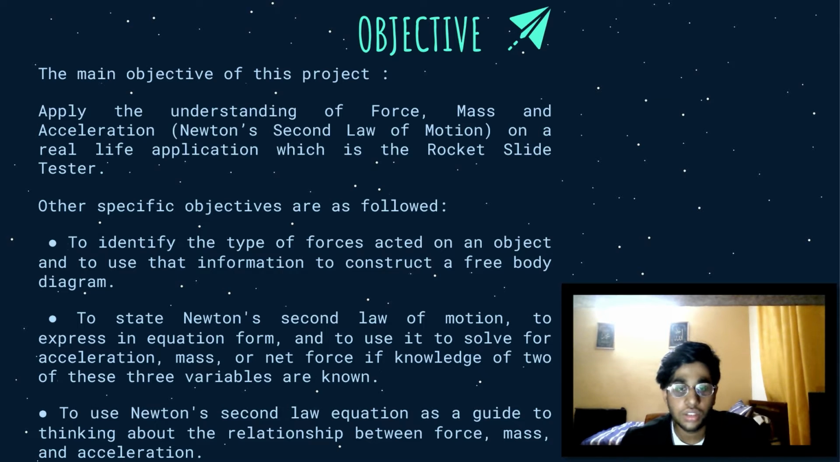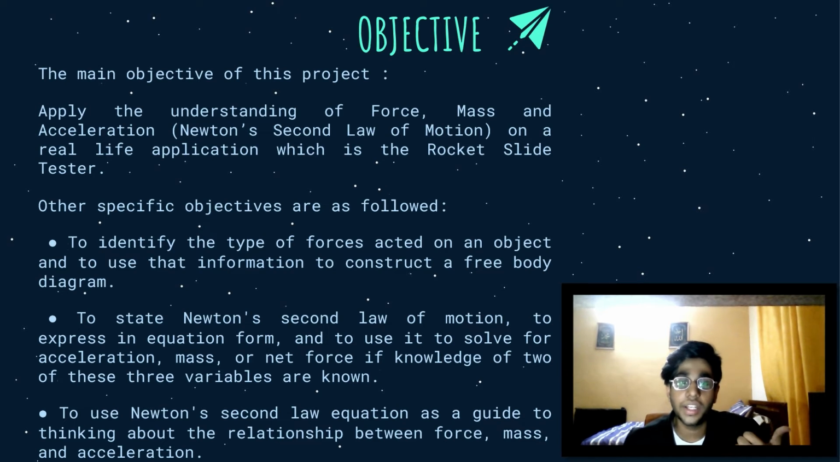Now, besides the main objective, which is to understand force, mass, acceleration, or Newton's second law in general, there are other specific objectives that we want to achieve as well. So, what are the other specific objectives? The other specific objectives are as follows.